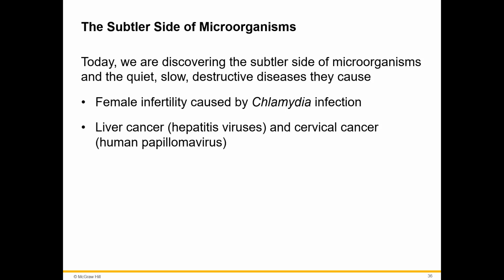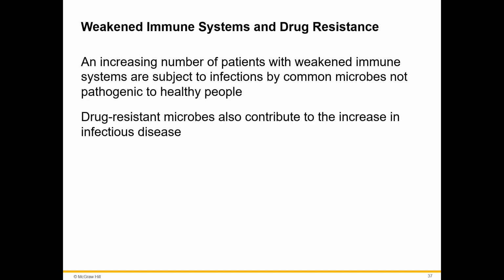Liver cancer: hepatitis viruses, predominantly hepatitis C, have the ability to hide inside of the body and go undetected for 60 plus years. So you could have hepatitis C for your entire life and never know it. And then all of a sudden you have liver cancer. And cervical cancer, like I mentioned before, the human papillomavirus.